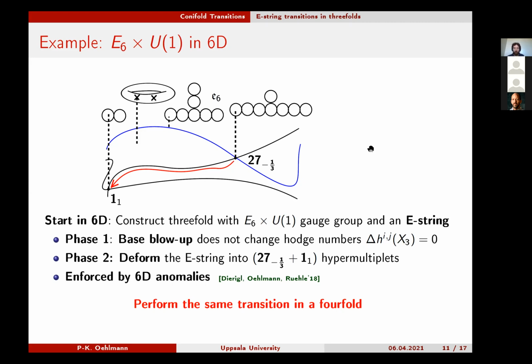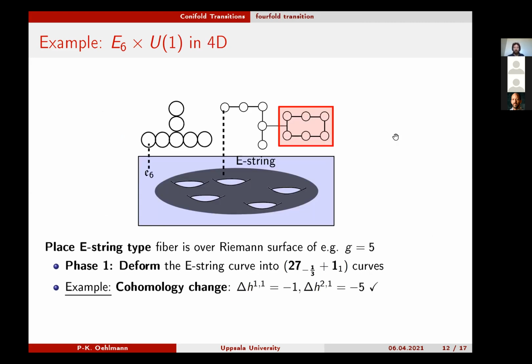Now we do the same thing in 4D. So that means that we now have an E string that sits not only on a point, but on some Riemann surface of some higher genus. And here, in the example I consider also in the paper, it's a Riemann surface of genus 5. So that's just something that you get by the choice of the base.